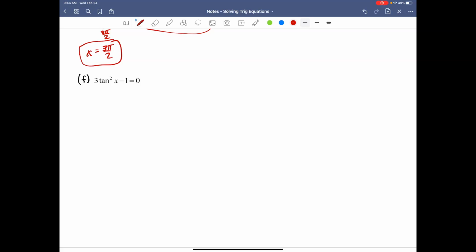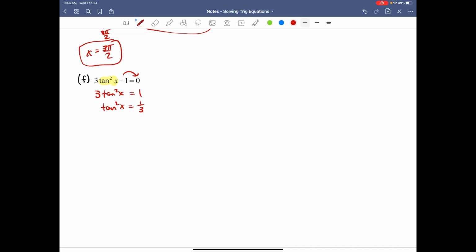Our last example looks very similar to a problem that we worked earlier where we had to isolate a squared term. And so here we notice that we have a tangent squared of x that we can isolate. And so if we start by moving over the -1, then that would give us 3 tangent squared of x is equal to +1. The next thing we want to do in order to isolate the tangent squared is going to be to divide by 3 so that we get tangent squared of x is equal to 1/3.